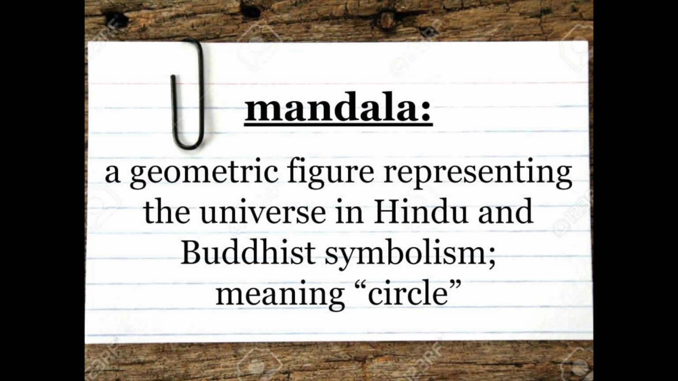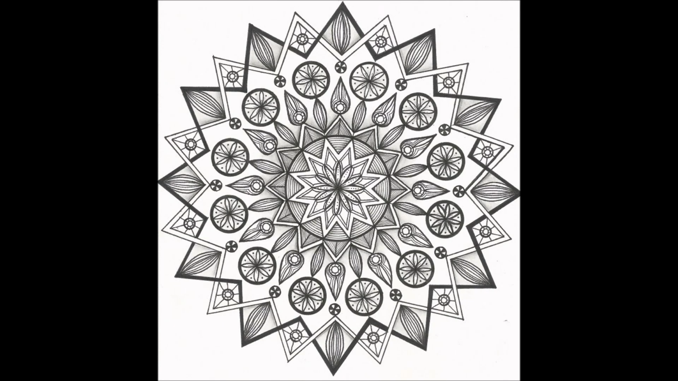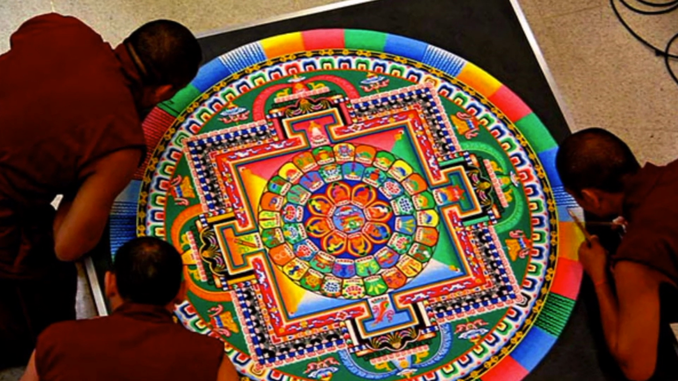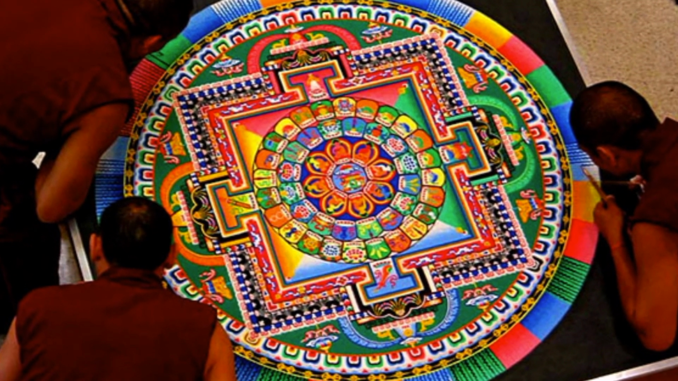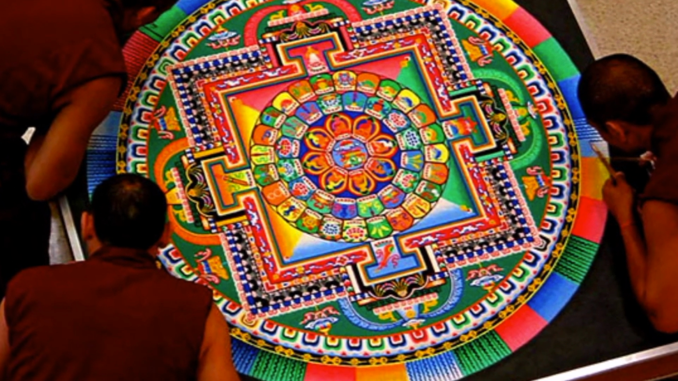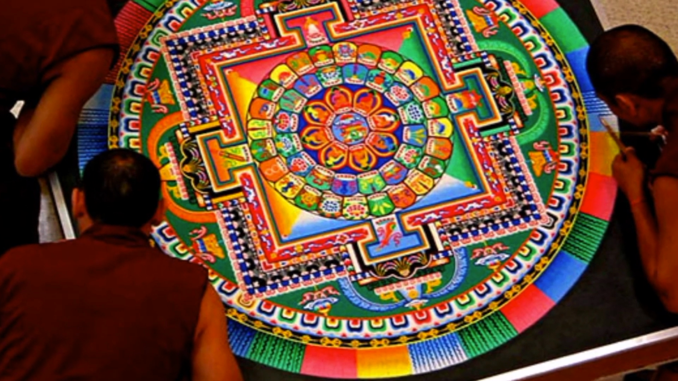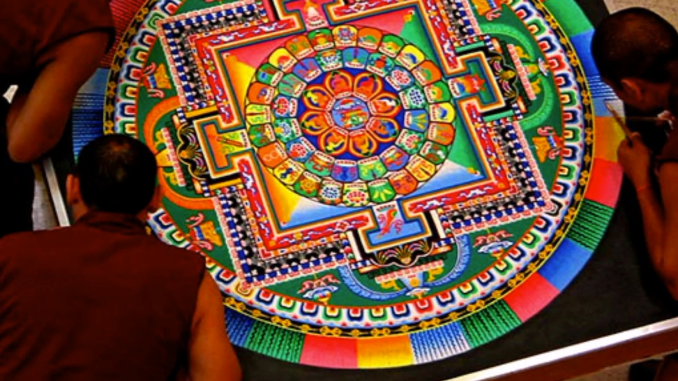Let's talk about some of the history behind the project that you're going to be doing. So a mandala is a geometric figure representing the universe in Hindu and Buddhist symbolism, and it literally means circle. So this is kind of a more modern example of the mandala that you might see. But it actually originated with the Tibetan Buddhists, and they would create these really intricate sand paintings of mandalas that you guys can see obviously take a lot of time to complete.